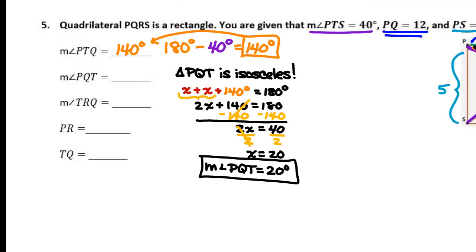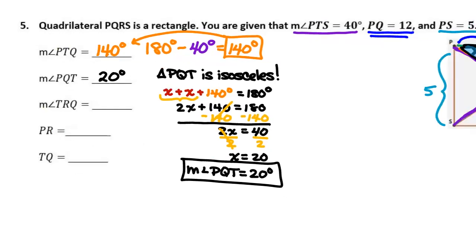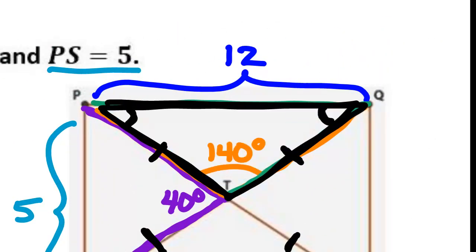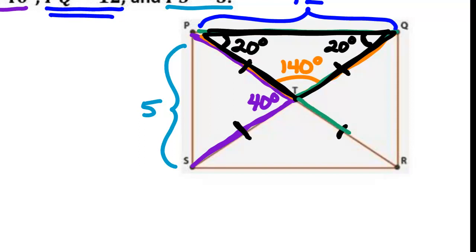The only reason I was able to do that is because this was an isosceles triangle. If I did not know that that was an isosceles triangle, I would not have been able to find the size of these angles. They had to be the same for me to solve this problem. All right, next one they want me to find is TRQ. TRQ, this one right down here.